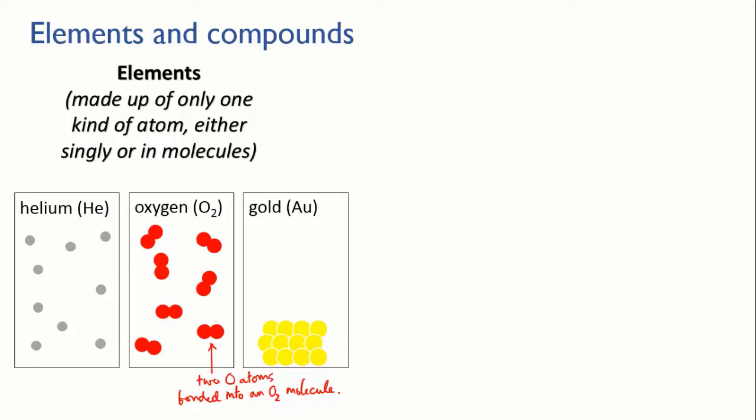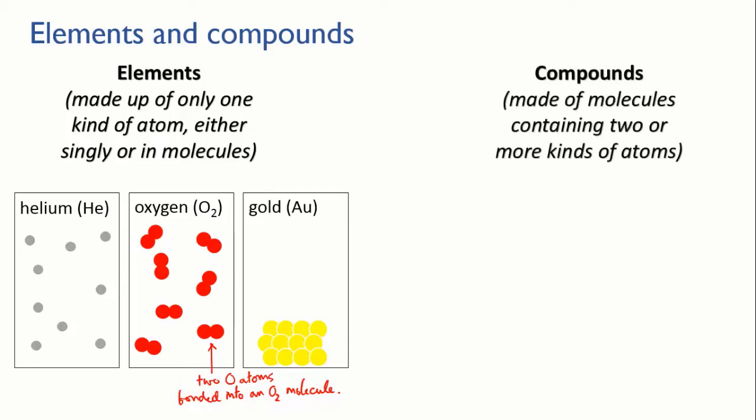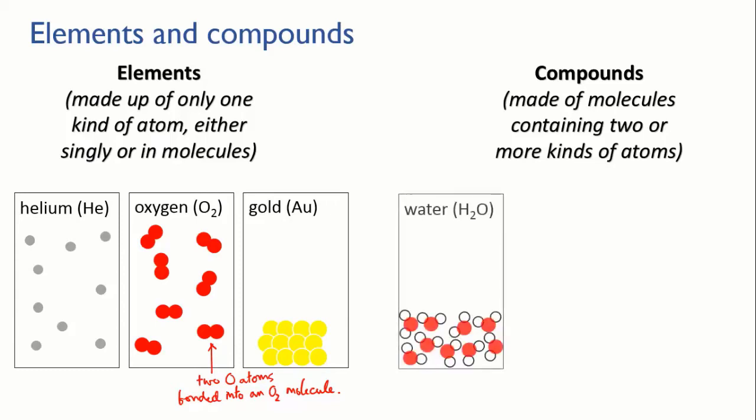In contrast to elements, we have compounds. Remember, compounds are also pure substances. They're made up of identical particles. But in the case of compounds, each particle is a molecule that's made up of more than one kind of atom bonded together. Water is a compound. All of its particles are identical, but each particle is a molecule that's made up of two hydrogen atoms bonded to one oxygen atom. So there are two different kinds of atoms in the one molecule, so it must be a compound. Water is a liquid at room temperature, so I've drawn the molecules close together.